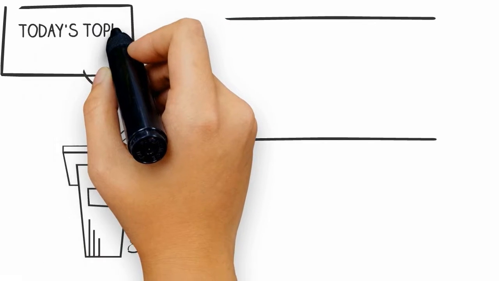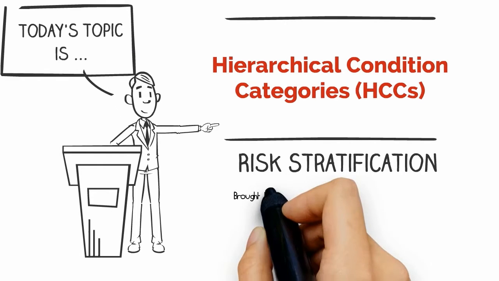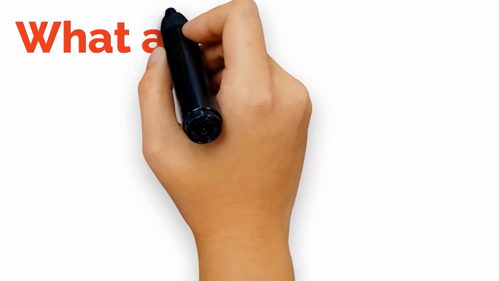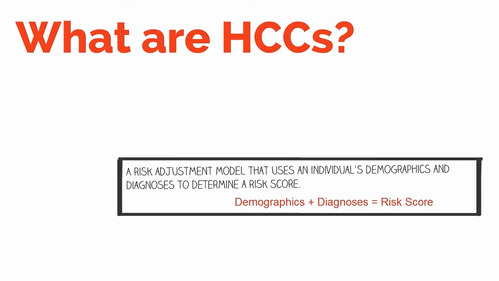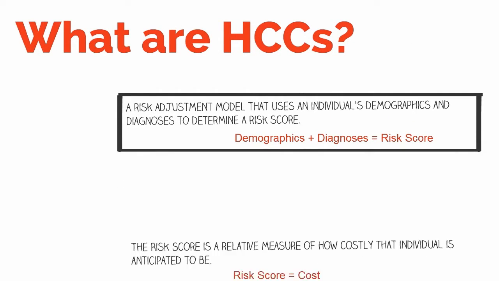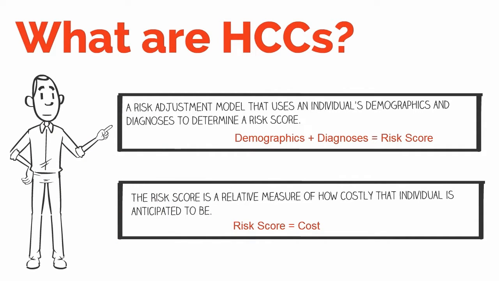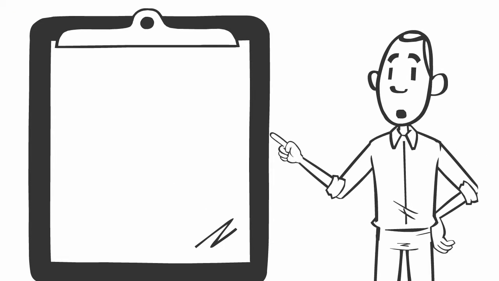Today's topic is hierarchical condition categories, otherwise known as HCCs. HCCs, simply put, is a risk adjustment model that uses an individual's demographics and all their diagnoses to determine a risk score. And that risk score is a relative measure of how costly that individual is expected to be throughout the year.